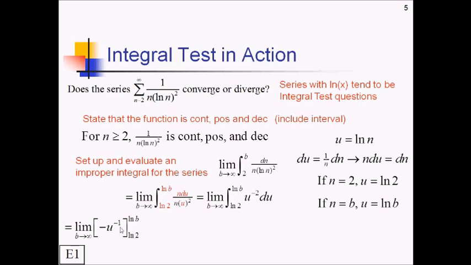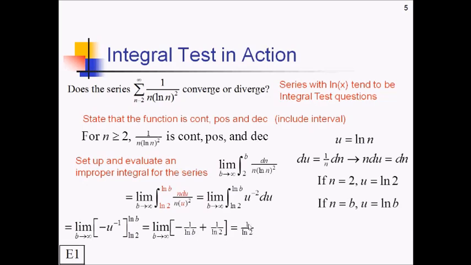Plugging things in, this is really negative 1 over u, so this is going to be negative 1 over ln of b. Still have that limit as b approaches infinity, and we're going to be subtracting the negative 1 over ln of 2, so adding 1 over ln of 2. Now, as b goes to infinity, this first bottom-heavy function is going to go to 0, leaving us with just 1 over ln of 2.